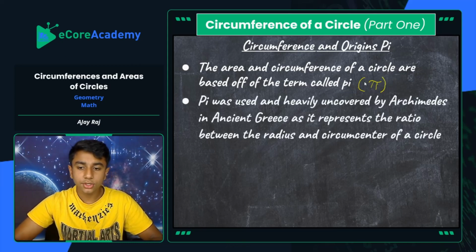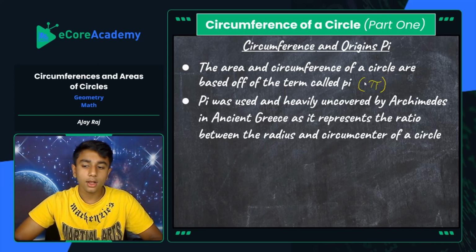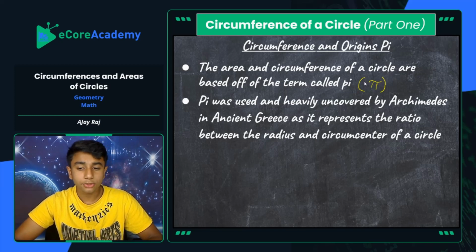And pi was heavily uncovered by Archimedes, who was in ancient Greece. He was an ancient Greek mathematician, a very popular mathematician. Another person who's also famously known is Pythagoras. Pythagoras and Archimedes were both around the same time period, and they had a lot of similar beliefs and perspectives on geometry.